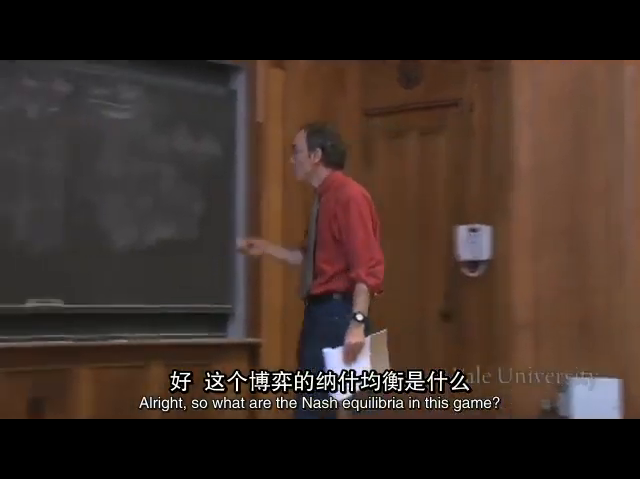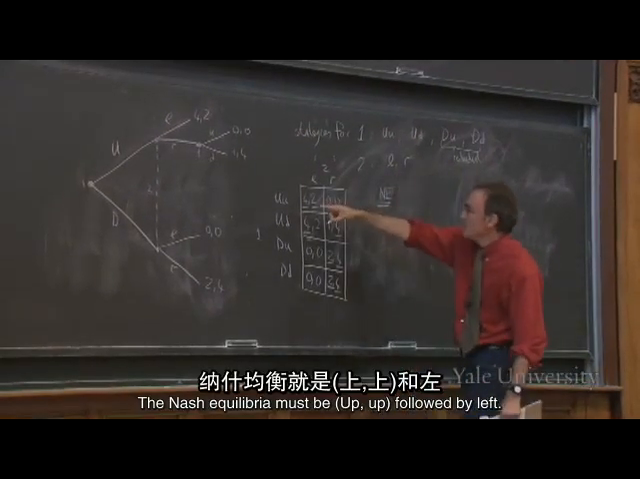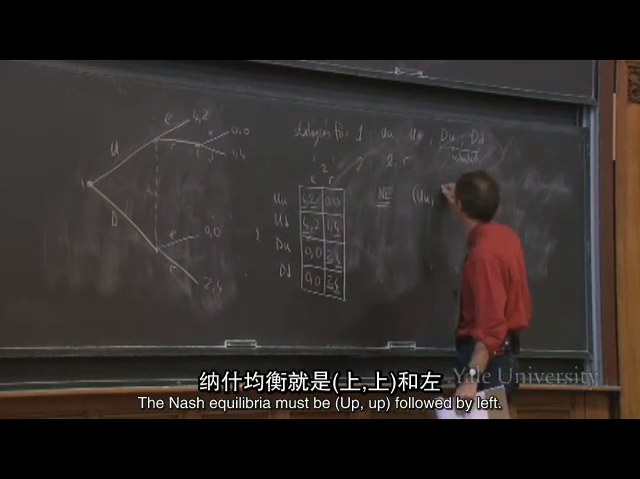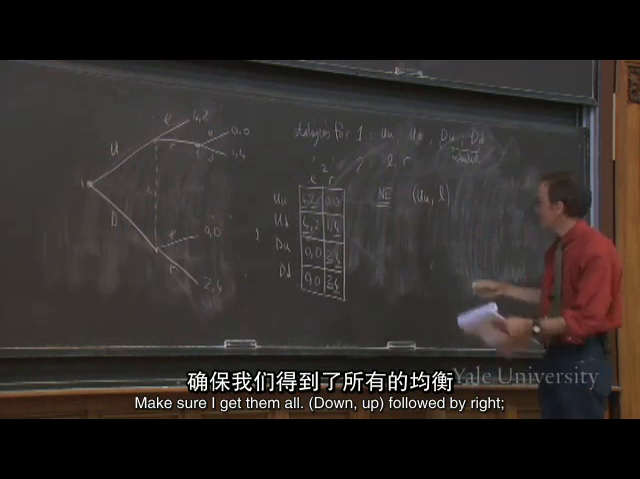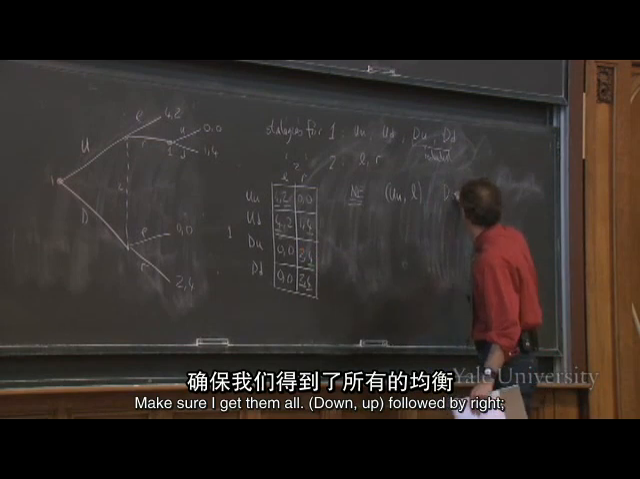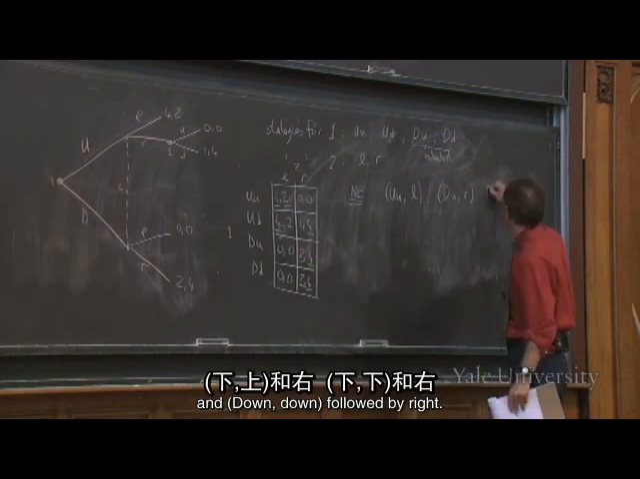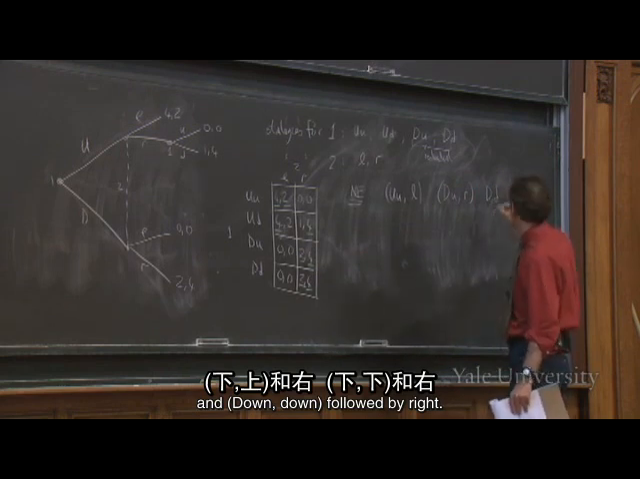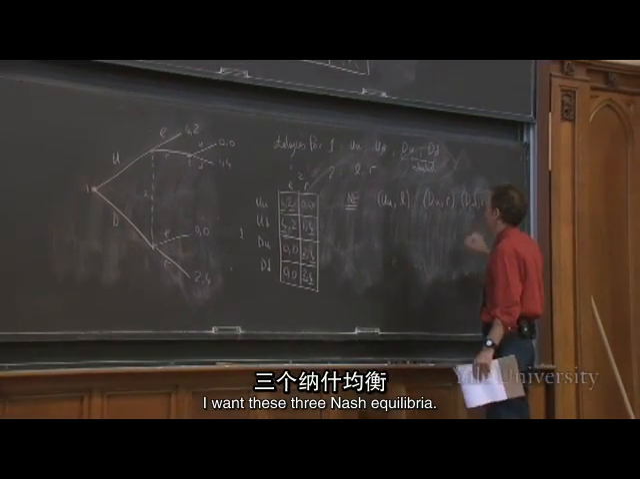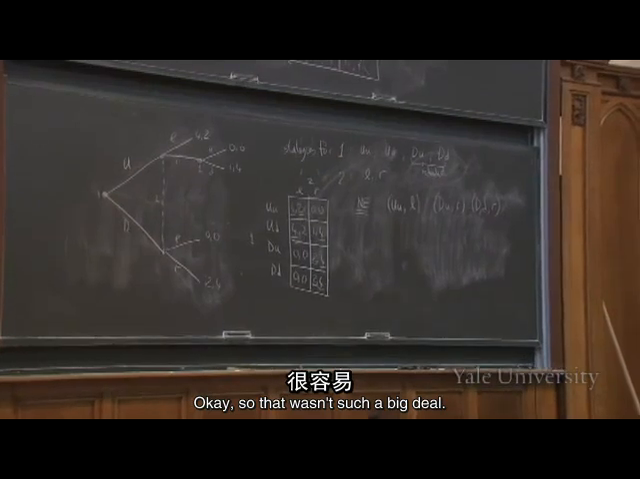So what are the Nash equilibria in this game? We know how to do that. The Nash equilibria must be up, up, followed by left. Should I get them all? Down, up, followed by right. And down, down, followed by right. I want these 3 Nash equilibria. Okay, so that wasn't such a big deal.